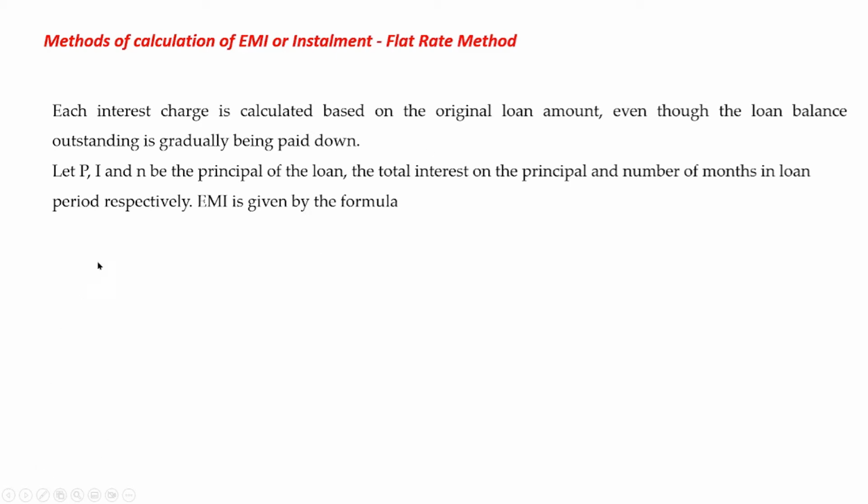So if we consider the principal of the loan as P, the total interest on the principal as I, and N as the number of months in the loan period, then EMI is given by the formula. EMI, usually denoted by R, is given by P plus I upon N. So this is the formula to find the equated monthly installments in case of flat rate method.